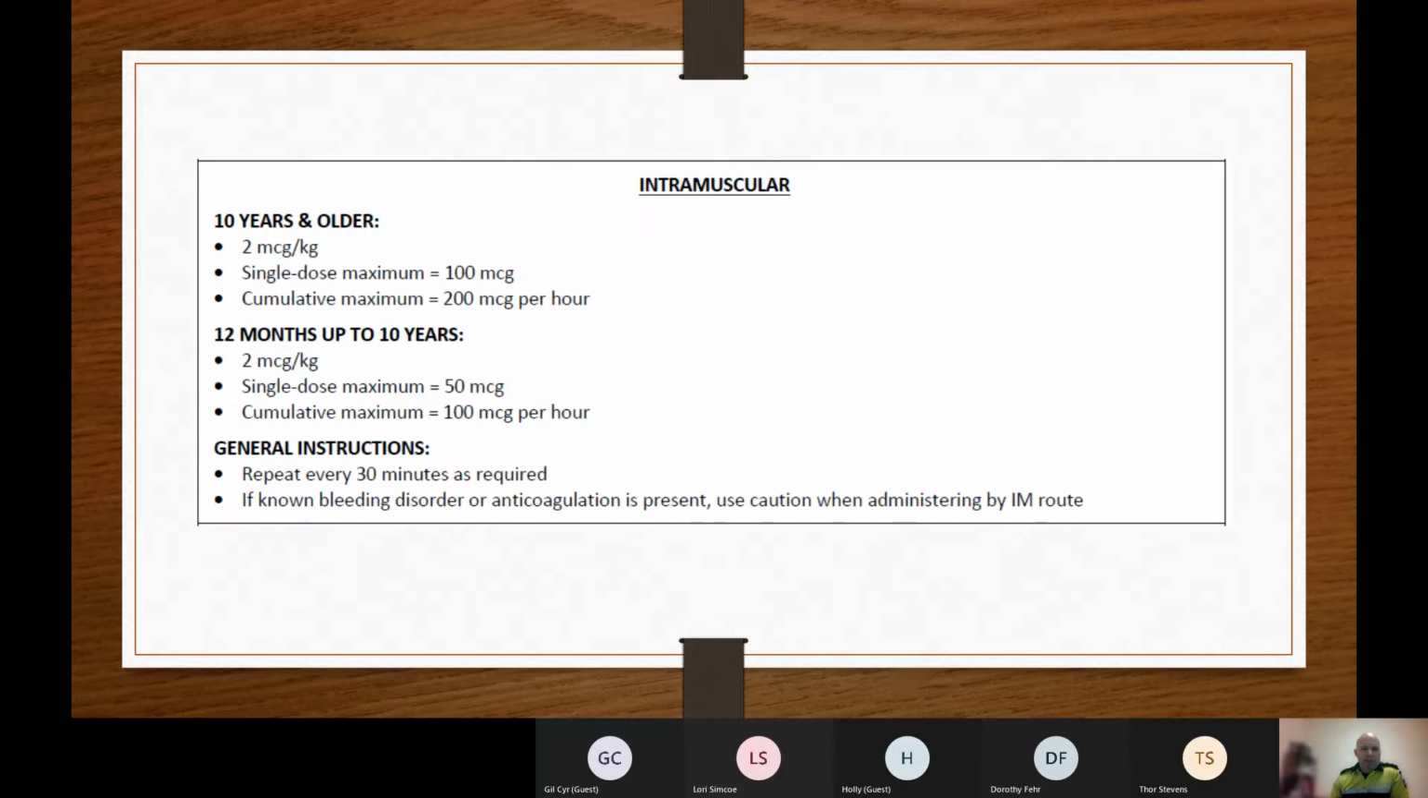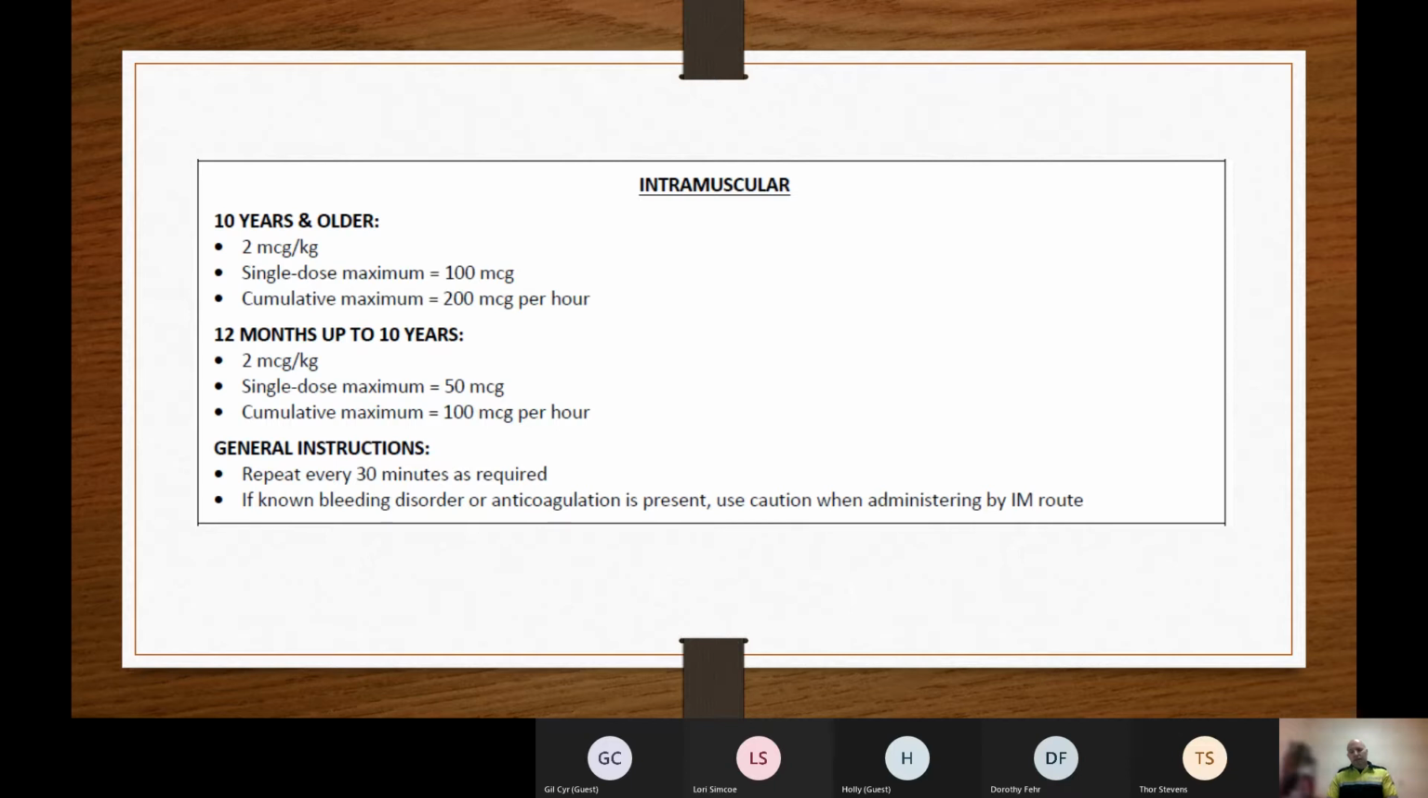So IM, 10 years and older, 2 mics per kilogram, single dose max 100 micrograms to a max of 200 micrograms per hour. Again, if you're finding fentanyl is working for you, because fentanyl's got a very short half-life, it gets absorbed very quickly, but it goes through the body. It lasts about 20 to 30 minutes.